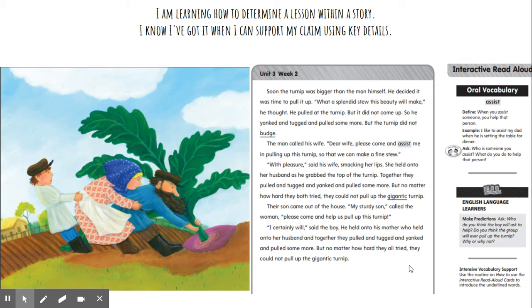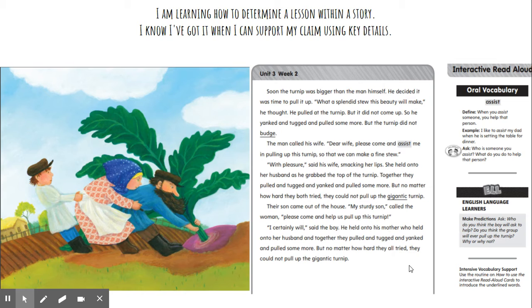Soon, the turnip was bigger than the man himself. He decided it was time to pull it up. "What a splendid stew this beauty will make," he thought. He pulled at the turnip, but it did not come up. So he yanked and tugged and pulled some more, but the turnip did not budge. The man called his wife. "Dear wife, please come and assist me in pulling this turnip so that we can make a fine stew." "With pleasure," she said, smacking her lips. She held on to her husband as he grabbed the top of the turnip. Together, they pulled and tugged and yanked and pulled some more. But no matter how hard they both tried, they could not pull up the gigantic turnip.